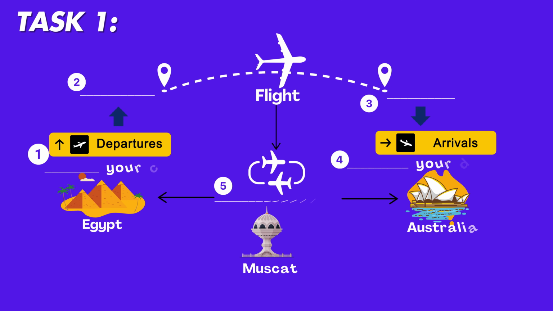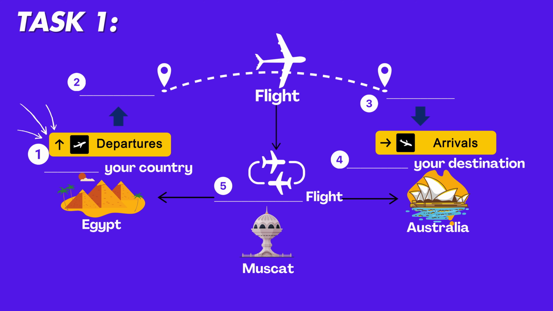Let's start with task number 1. Look at the first picture. It shows the different stages of a flight, and our job is to label these stages using the missing words. Here is how it goes. The first stage is departures, which means leaving your country to start your journey.